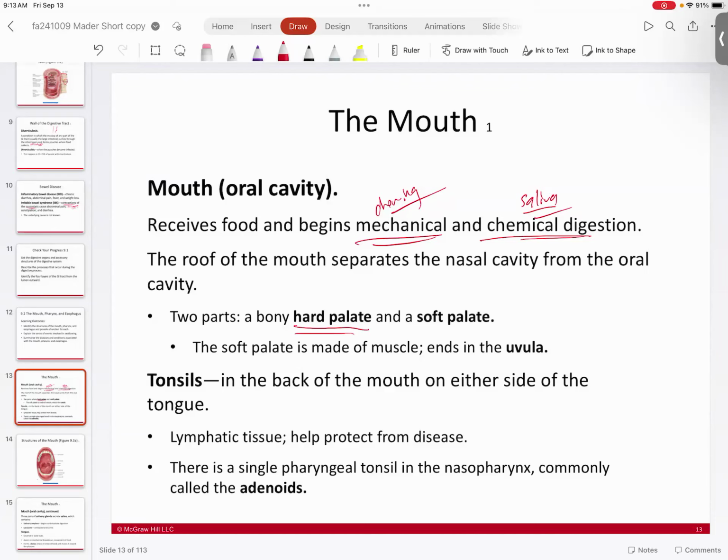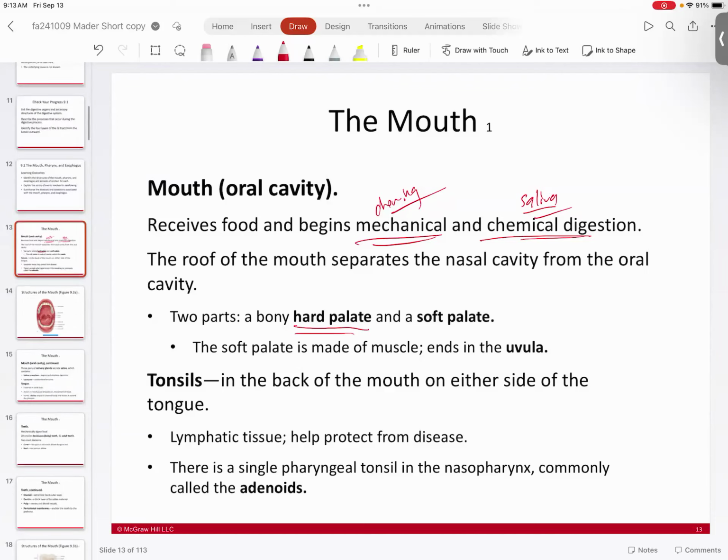And then at some point, your skull bone will end, and then you'll feel a soft little dip in your palate. So if you run your tongue on the roof of your mouth, you'll feel a little soft part. That's your soft palate. Typically the soft palate is muscle, and it ends in your little uvula, which is basically that little punching bag in the back of your throat.